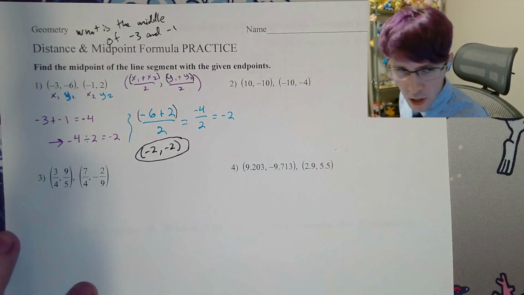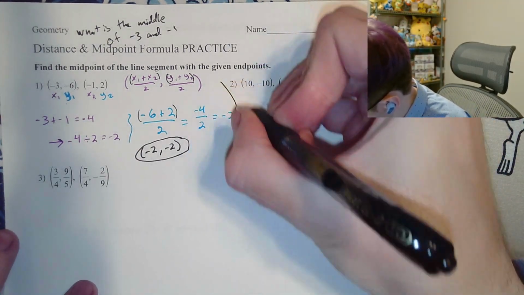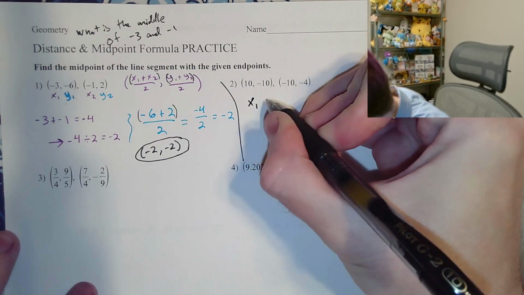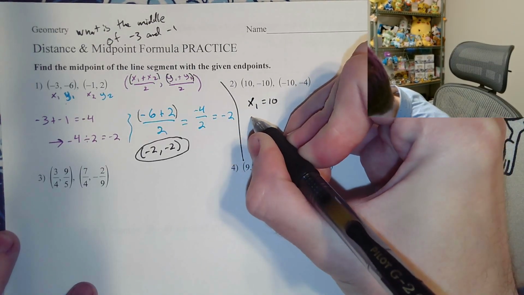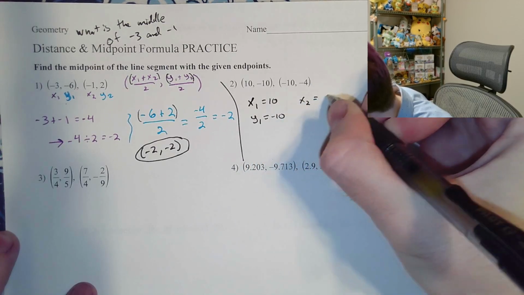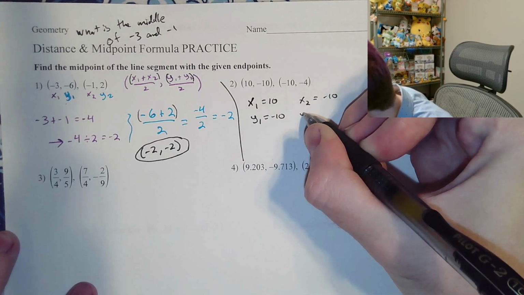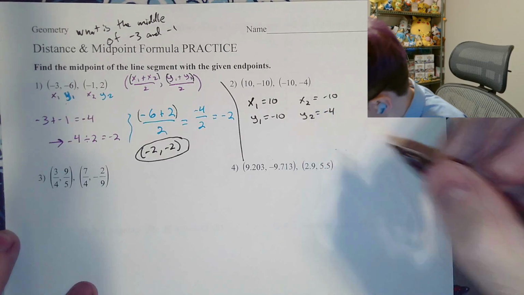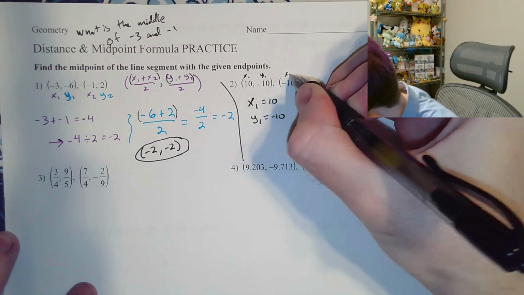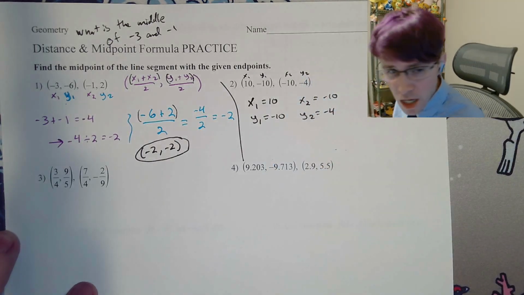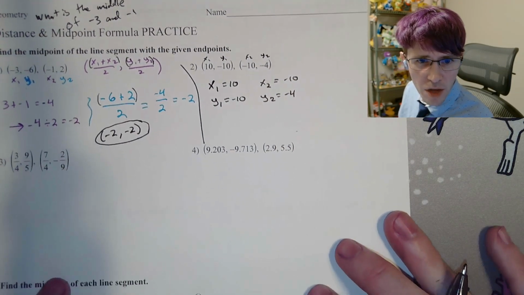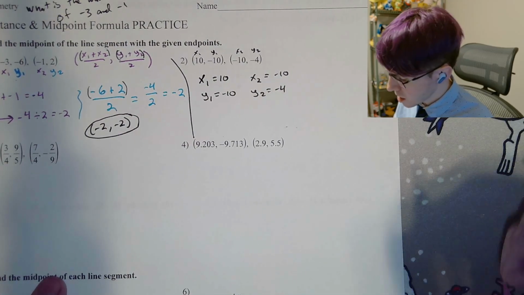So pure formula this time. Pure formula, no extra thinking about it, no other stuff. Let's just do pure formula. X1 is equal to 10. Our Y1 is equal to -10. Our X2 is equal to -10. And our Y2 is equal to -4. Remember that this is our X1, Y1, X2, Y2, and like I said, I'm just using the pure formula method for this one here.